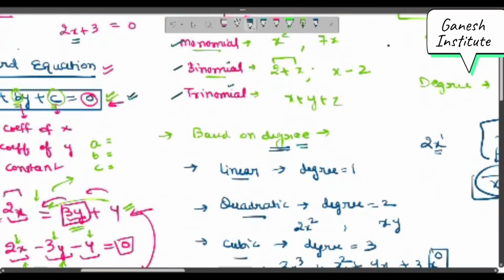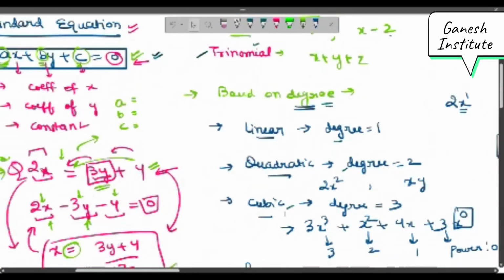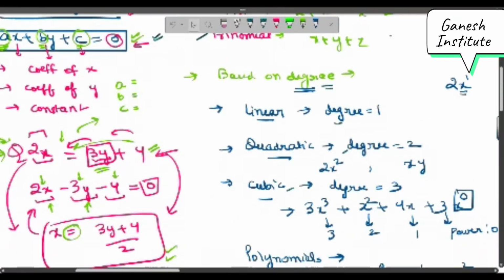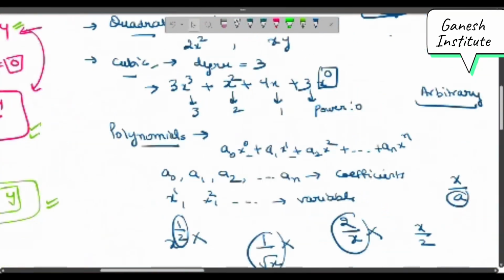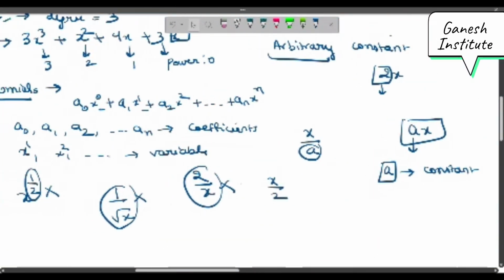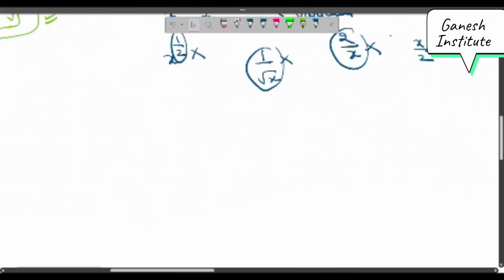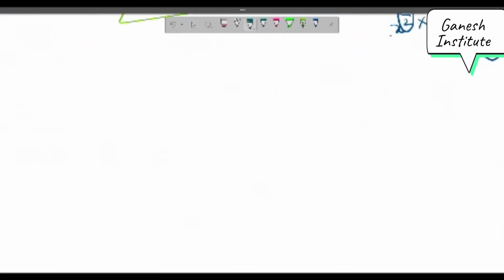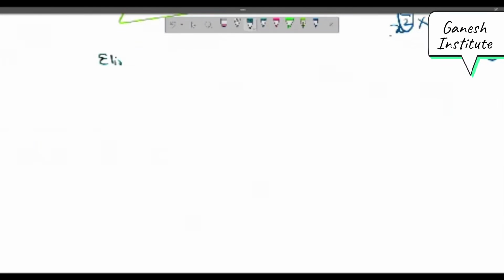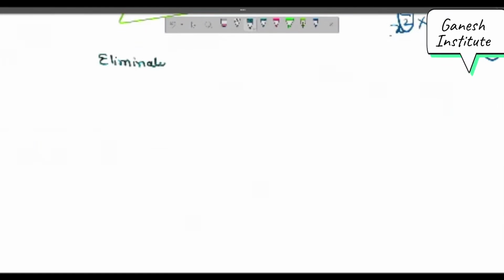So if degree 1, it is linear. If degree 2, it is quadratic. And if it is 3, it is cubic. And then we tried to solve a linear equation using substitution, right? Now we are going to talk about another method, which is elimination.